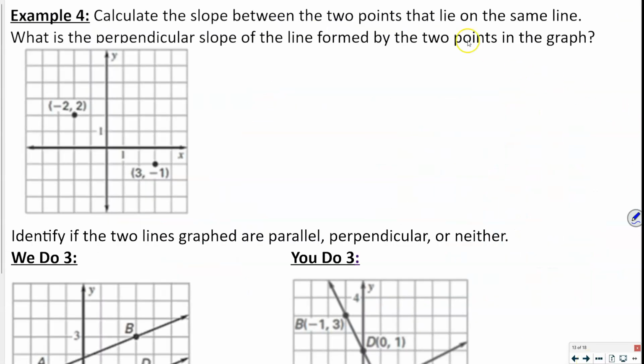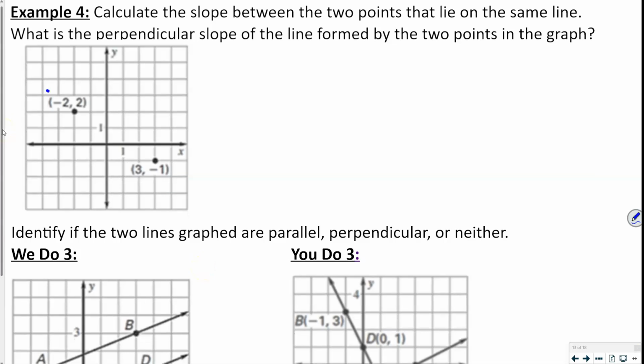It says calculate the slope between the 2 points that lie on the same line. What is the perpendicular slope of the line formed by the 2 points in the graph? Okay, so we're going to talk about the slope. I'm going to actually draw a line here just because I want to. So there's my line. Okay, so we're going to count 1, 2, 3 down. And we're going to count 1, 2, 3, 4, 5. Right, so that was negative 3 over 5. That's the slope of the line given.